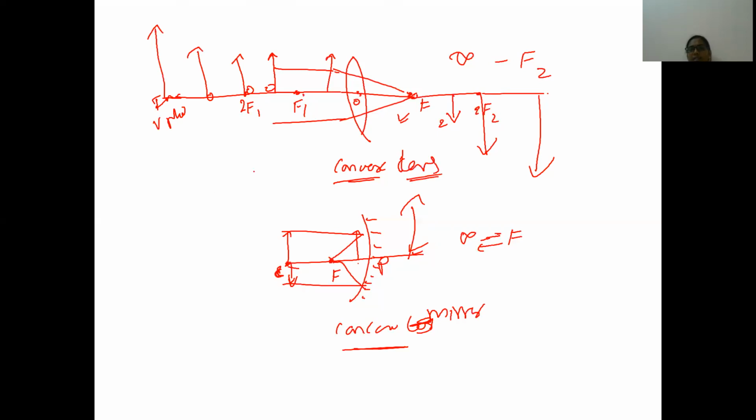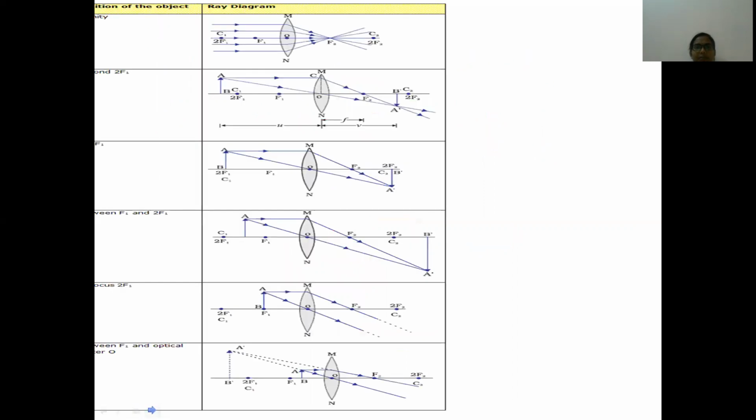All the properties are the same. That means it will form on the same side here. It will form on the opposite side like this. And from the opposite side here, it will form on the same side. Okay, this is the difference between this and this. Please learn comparatively, then you don't forget. Okay, these are the ray rules of the convex lens.